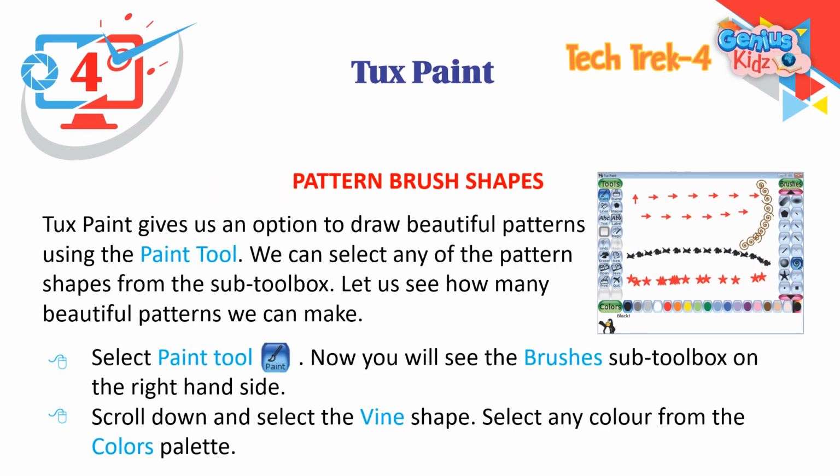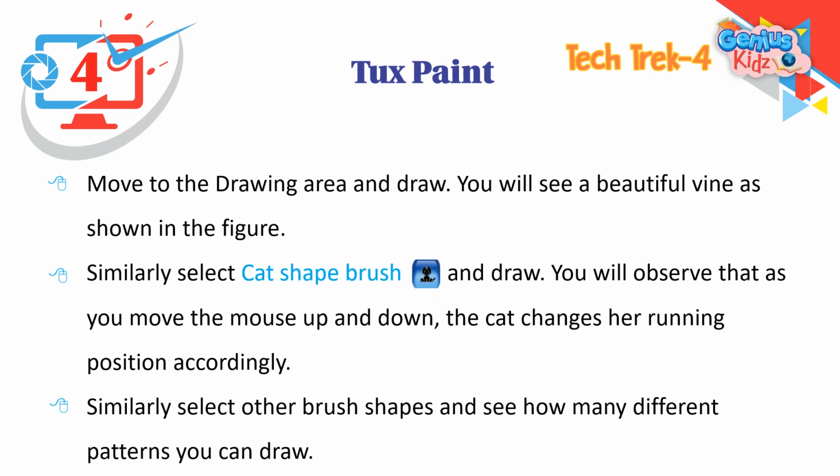Pattern brush shapes. Tux Paint gives us an option to draw beautiful patterns using the Paint tool. We can select any of the pattern shapes from the subtoolbox. Let us see how many beautiful patterns we can make. Select the Paint tool. Now you will see the brushes subtoolbox on the right hand side. Scroll down and select the vine shape. Select any color from the colors palette. Move to the drawing area and draw. You will see a beautiful vine as shown in the figure.